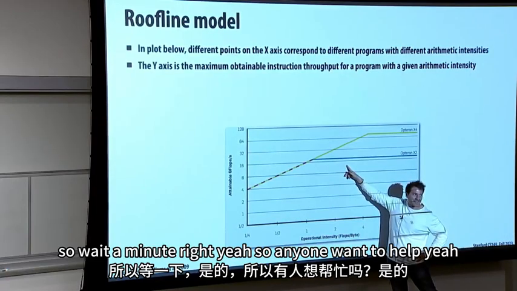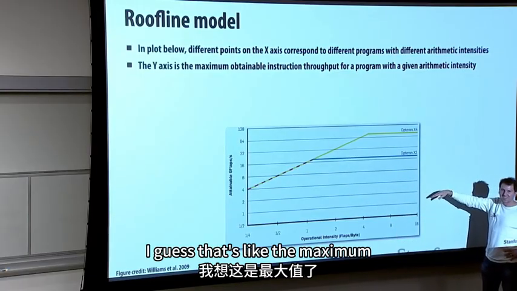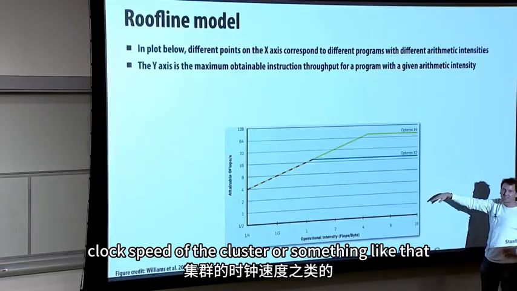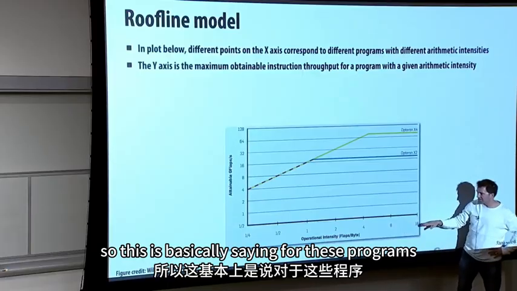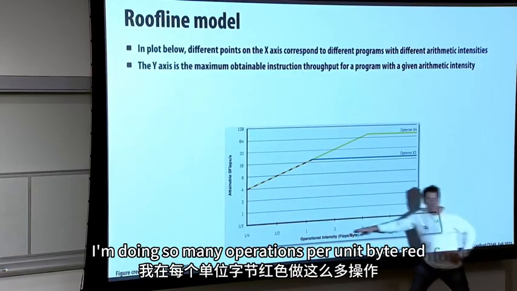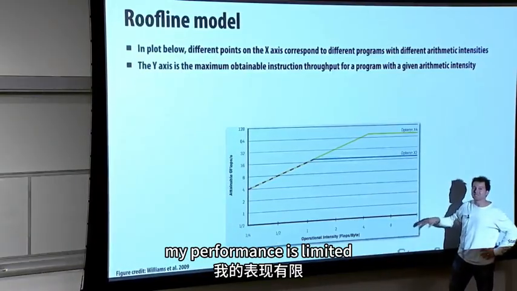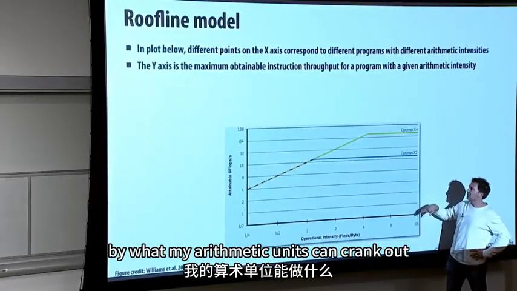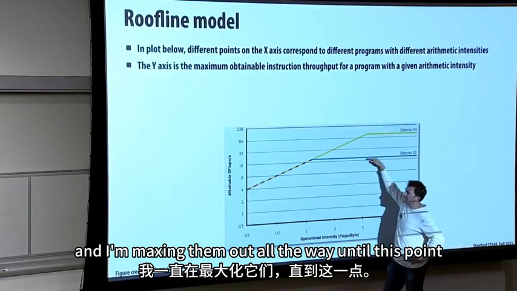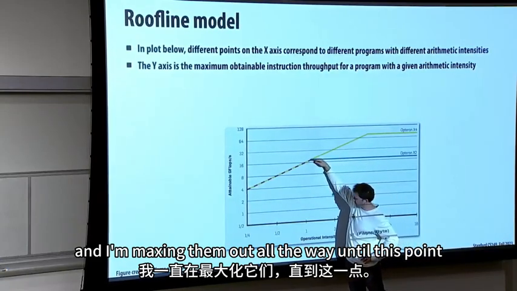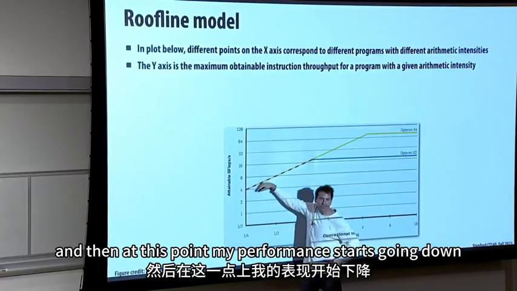So wait a minute, right? Anyone want to help? I guess that's the maximum clock speed of the processor itself. It can't go any faster. So this is basically saying for these programs, I'm doing so many operations per unit byte read, my performance is limited by what my arithmetic units can crank out. And I'm maxing them out all the way until this point. And then at this point, my performance starts going down.